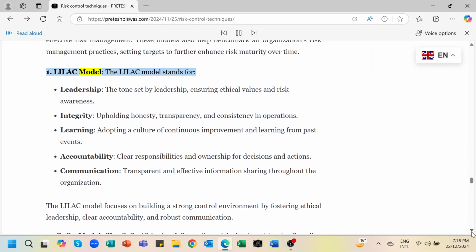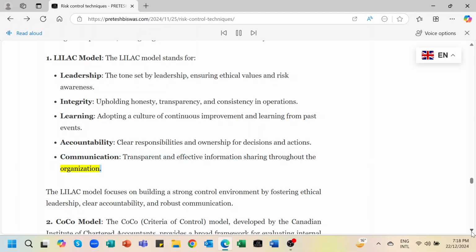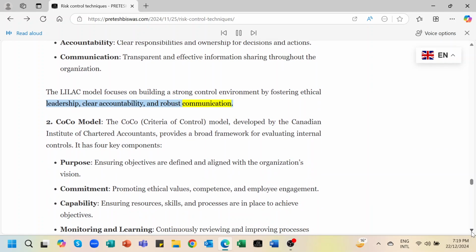1. LILAC model. The LILAC model stands for leadership, the tone set by leadership, ensuring ethical values and risk awareness. Integrity, upholding honesty, transparency, and consistency in operations. Learning, adopting a culture of continuous improvement and learning from past events. Accountability, clear responsibilities and ownership for decisions and actions. Communication, transparent and effective information sharing throughout the organization. The LILAC model focuses on building a strong control environment by fostering ethical leadership, clear accountability, and robust communication.